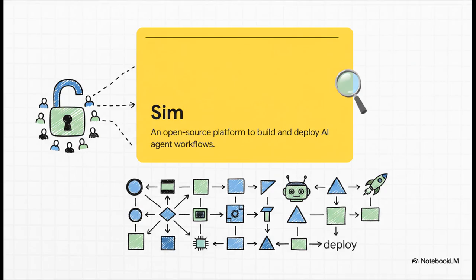Okay, so officially, the textbook definition is an open source platform to build and deploy AI agent workflows. Let's just quickly unpack that. Open source, that's great, means the community can get involved. Platform tells you it's not just one little tool, it's a whole toolkit. But workflows, that's the magic word here. It's all about mapping out a series of steps for an AI to follow, like a visual flowchart.